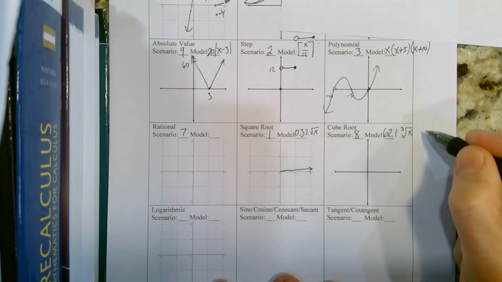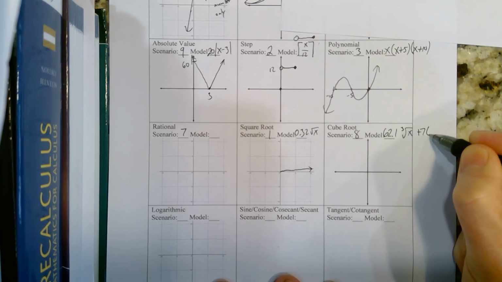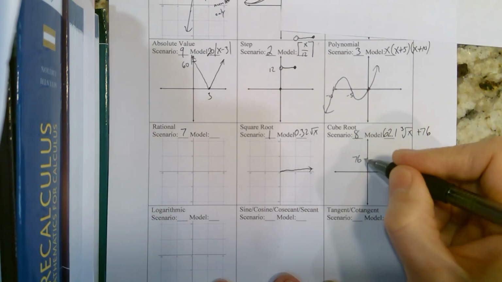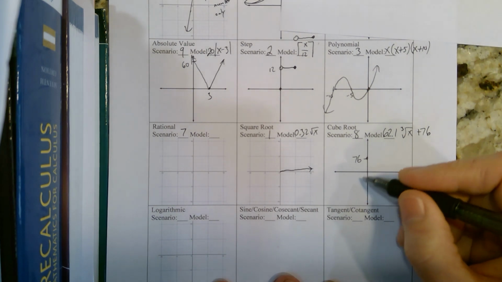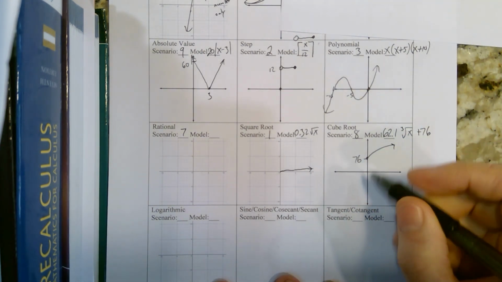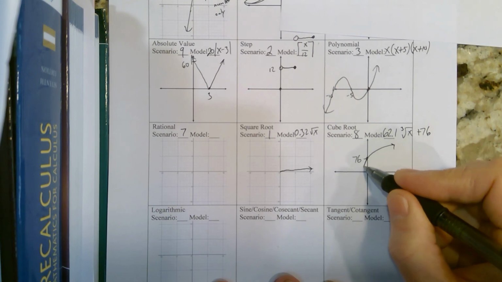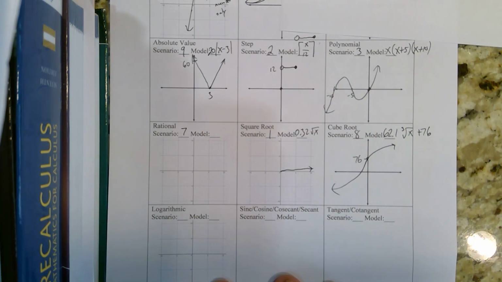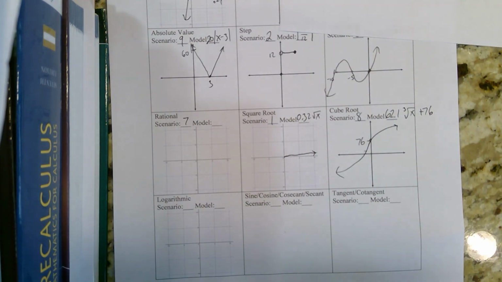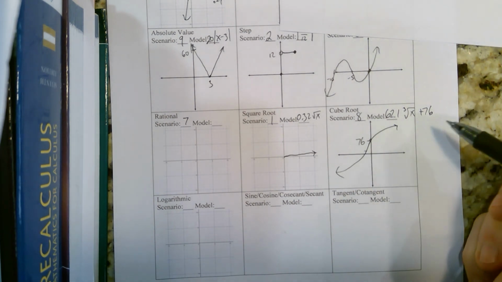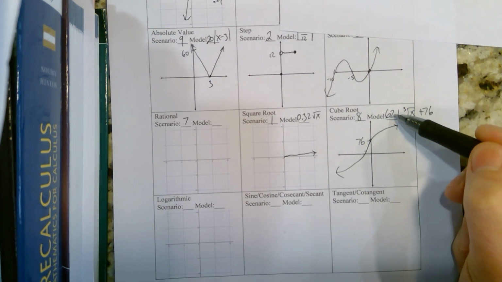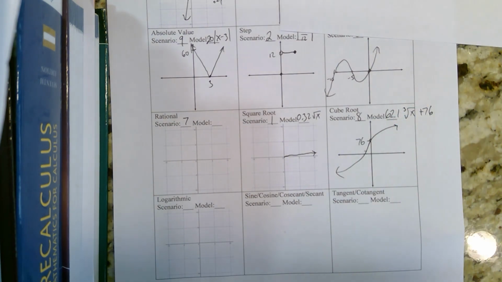All right, our cube root scenario, that one was number 8, and it was 62.1 cube root of x plus 76. Okay, well that's nice. I know my y-intercept is 76. Call that 76. And it's a cube root function, so we're going like this. And if you want to find the 0, you can go ahead and solve for that 0 if you really cared. It would be negative 76 divided by 62.1, cube rooted.